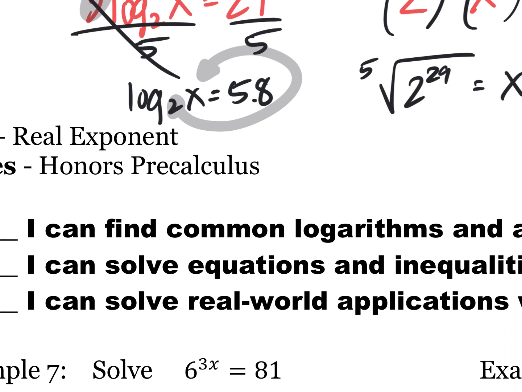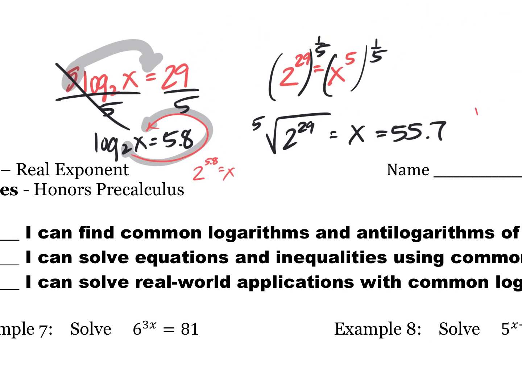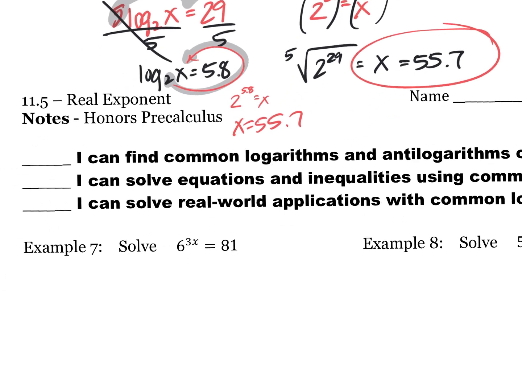Could I say 2 to the 5.8 equals x? Let's go see what 2 to the 5.8 is. Oh, snap. It's still 55.7, and that's what we got over here. So again, don't feel like your way is going to be wrong because there are multiple ways to do this, okay? Go with your gut. So let's go take a peek.